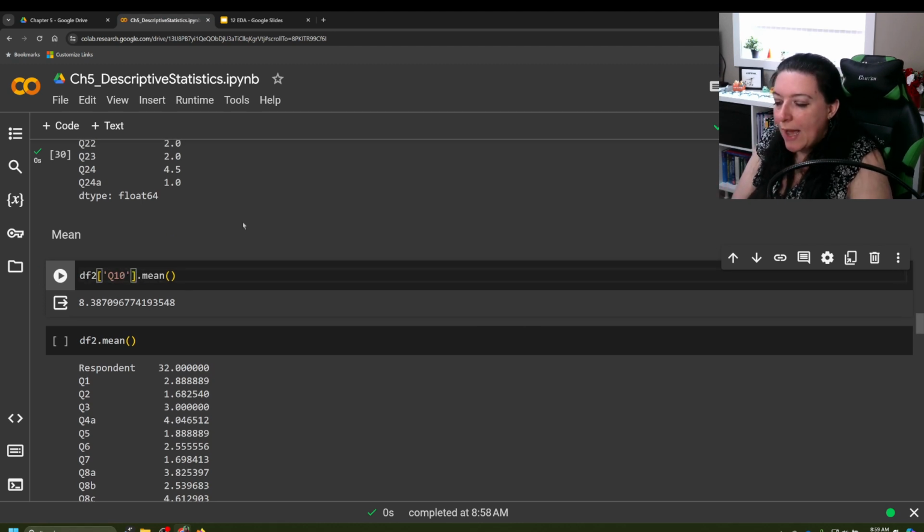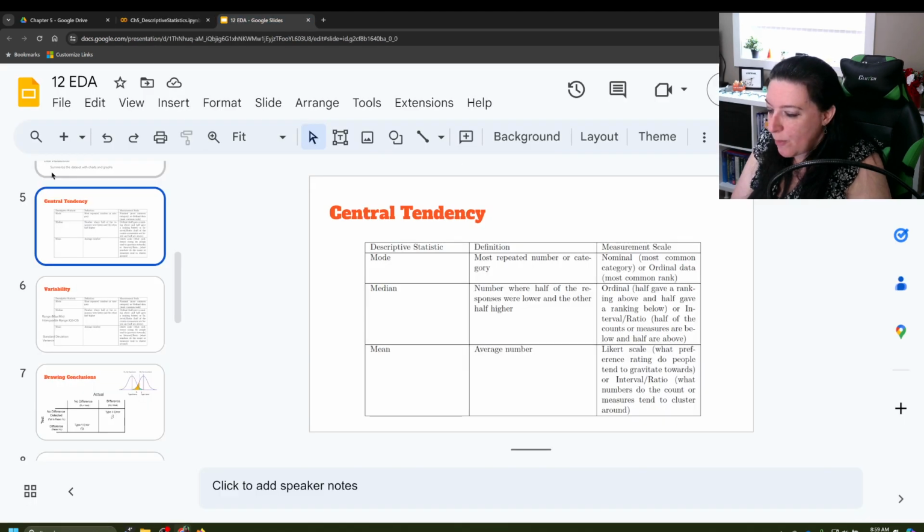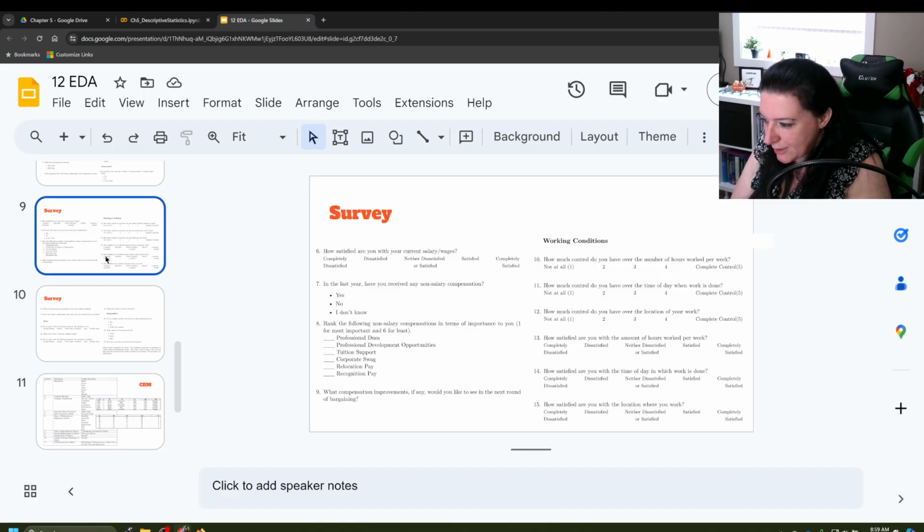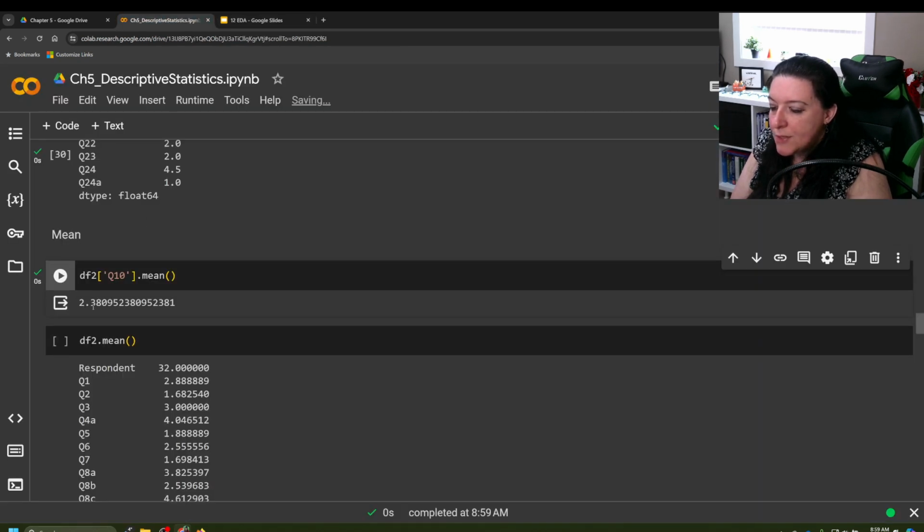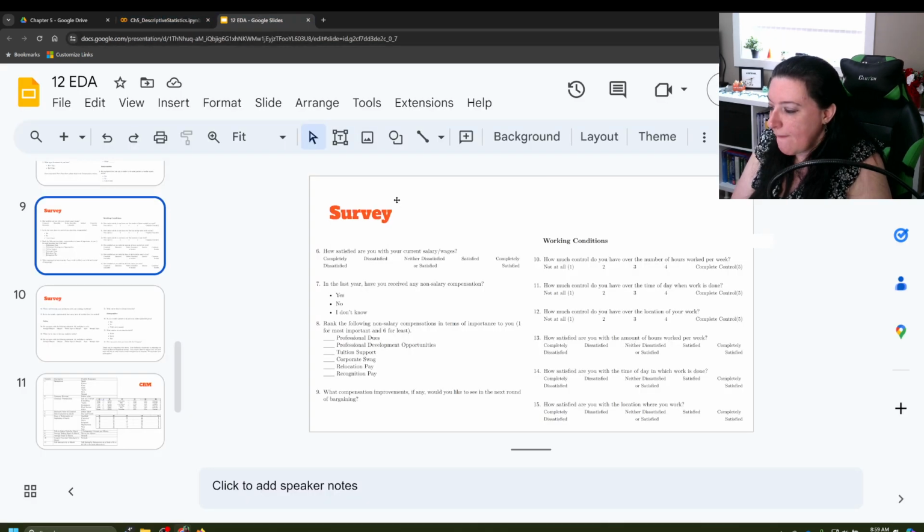When we look at how much control you have in the survey, we can see here at 2.38. If I go back to our survey question, question 10, how much control do you have over the number of hours per week? The median was 2, the average is 2.38. That means there's some people who have complete control who are skewing that average a little bit further away from the median.